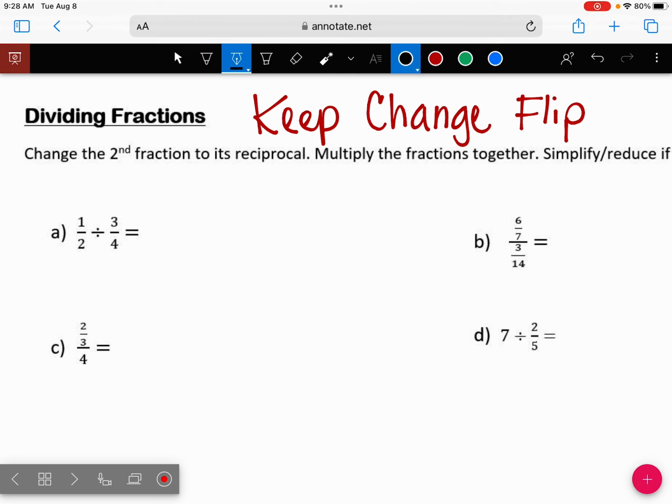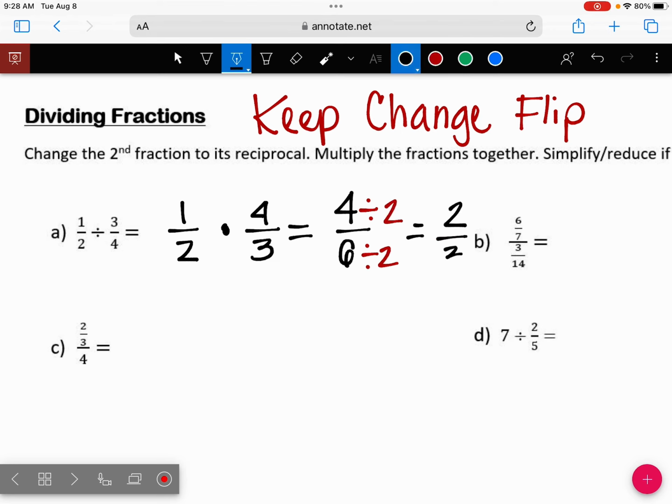So this becomes keep the 1/2, change it to multiplication, flip it to 4/3. Now you're going to multiply straight across. 1 times 4 is 4. 2 times 3 is 6. And what does that reduce down to? What number? If you look in your 2s, 4 and 6 is in the 2s, so you can divide both of these by 2. So your final answer would be 2/3.